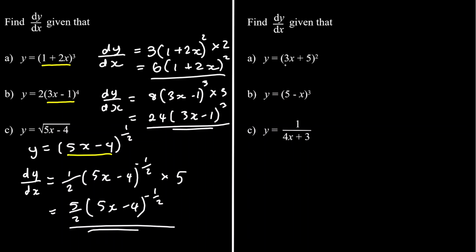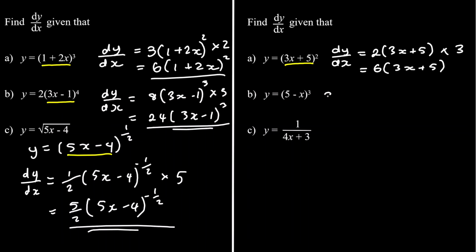So we've got a function inside the function. So we're going to do times by the power, take 1 off the power, and then times by the bracket differentiated. So dy/dx is 2 times (3x plus 5) to the power of 1, times by our bracket differentiated, which is 3. So we've got 6 times (3x plus 5).